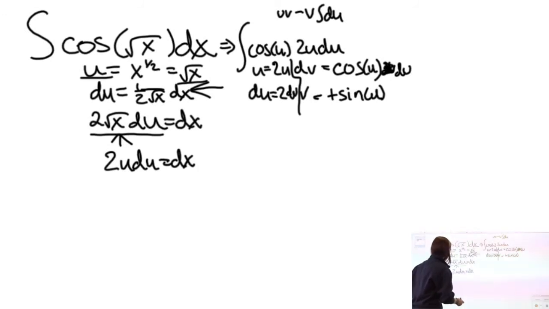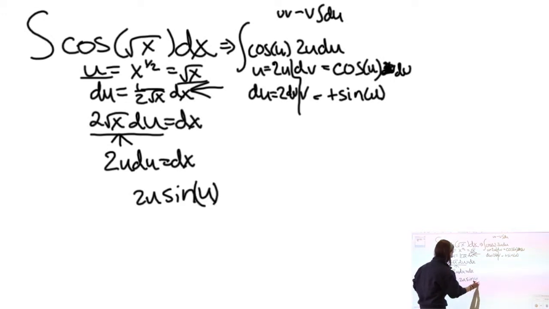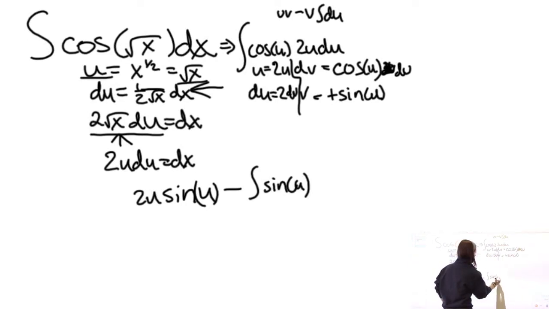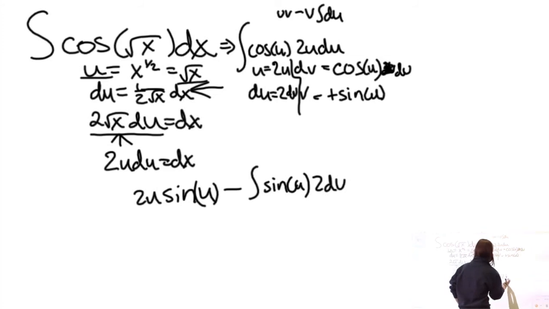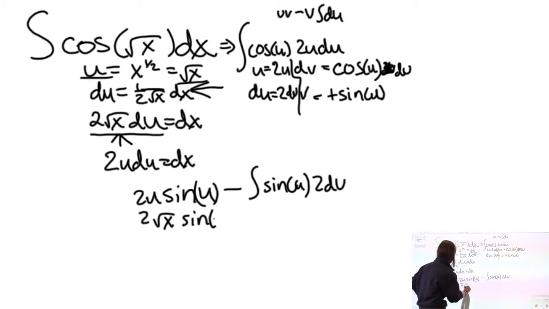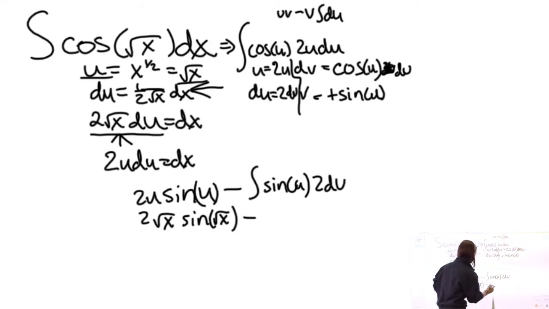So now, let's put it all together. So uv, so 2u sine of u, minus v du. So let's do v. So integral of sine of u du. Okay, that's not too bad. Because now all we have to do is, let's just put our u's in right now. So 2 square root of x sine of square root of x minus.